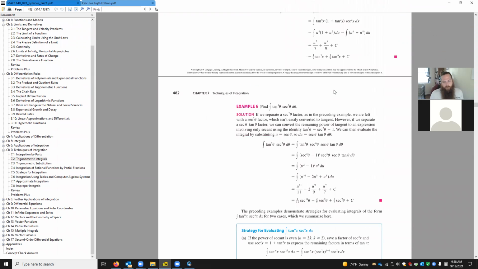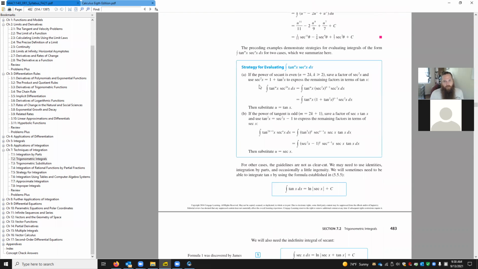Secant tangent integrals. If the power of secant is even, then you can get away with subbing for tangent, and you'll be able to take those remaining powers of secant and write them as tangents. If the power of tangent is odd, then you can get away with subbing for secant, because you'll have a copy of secant tangent and the remaining powers of tangent will be even, so you can rewrite them as secants.